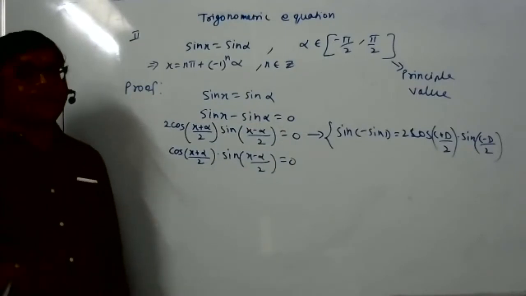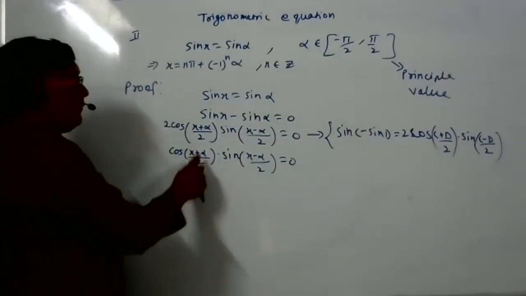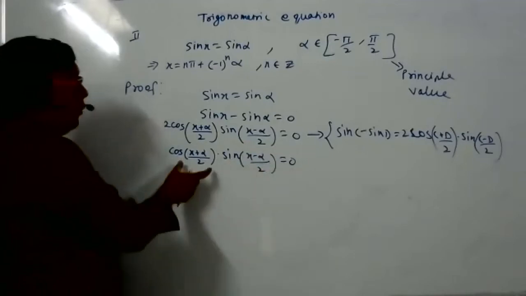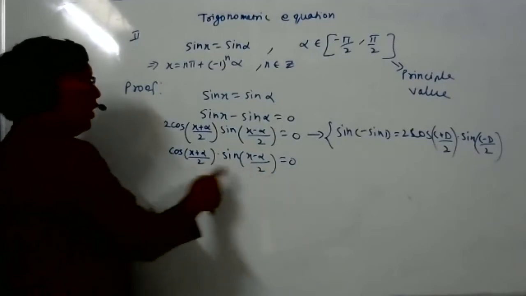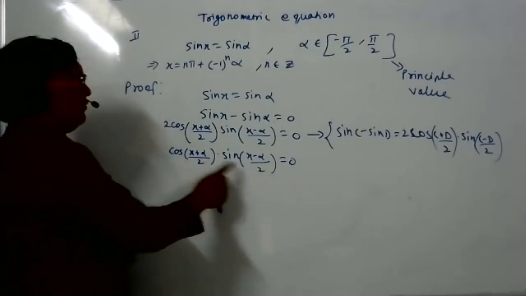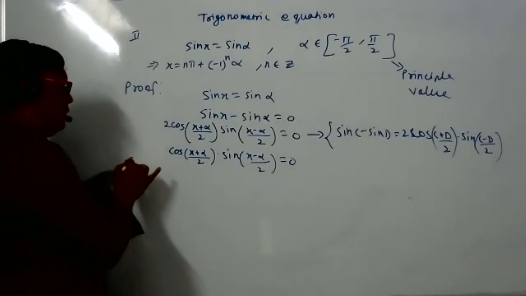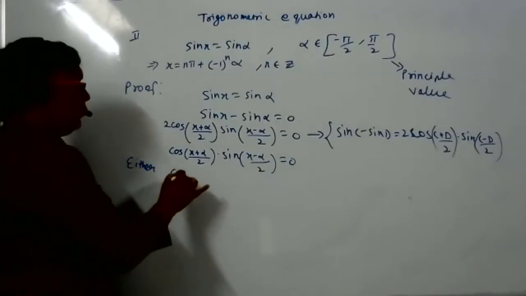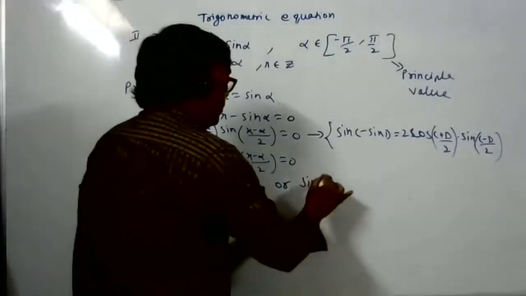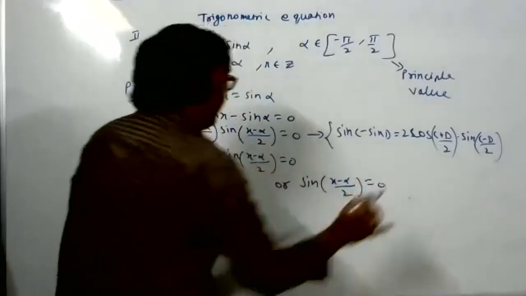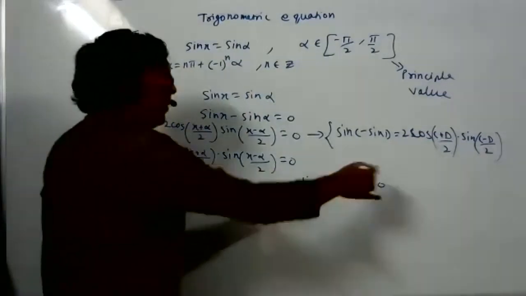Any doubt till here? Now what is the left-hand side? Cos((x plus alpha)/2) into sin((x minus alpha)/2). It is a product of how many terms, how many factors? 2. The product of two numbers is 0. What is the conclusion? Either the first number is 0, or the second number is 0. Then only the product of two numbers is 0. Either cos((x plus alpha)/2) is 0 or sin((x minus alpha)/2) is 0.